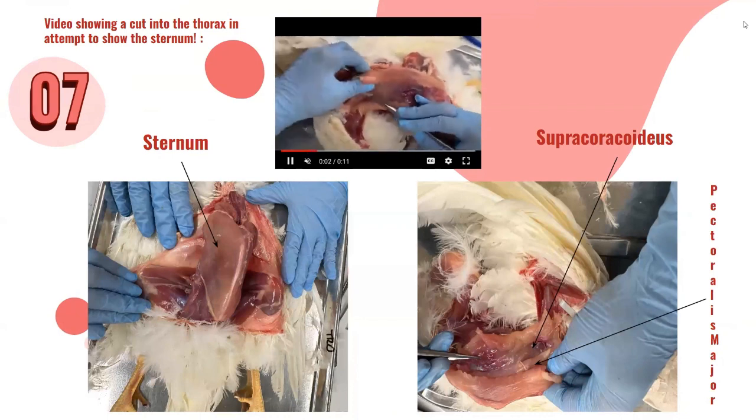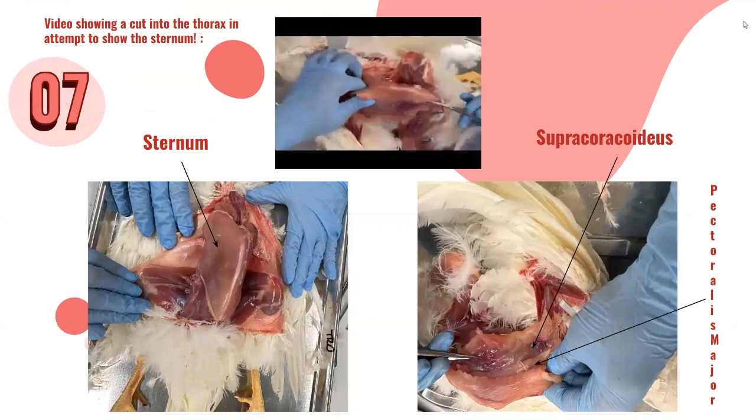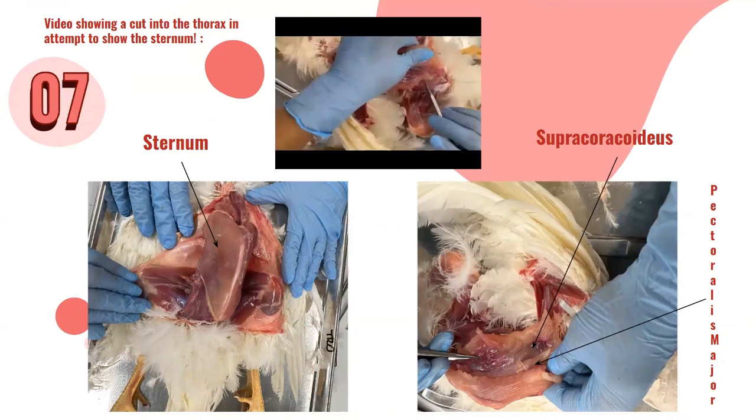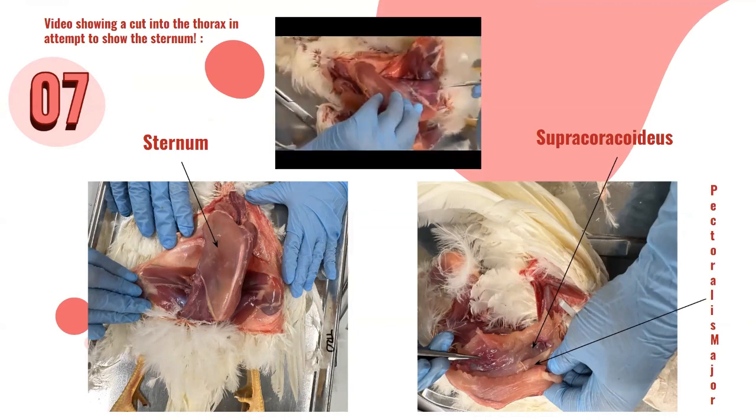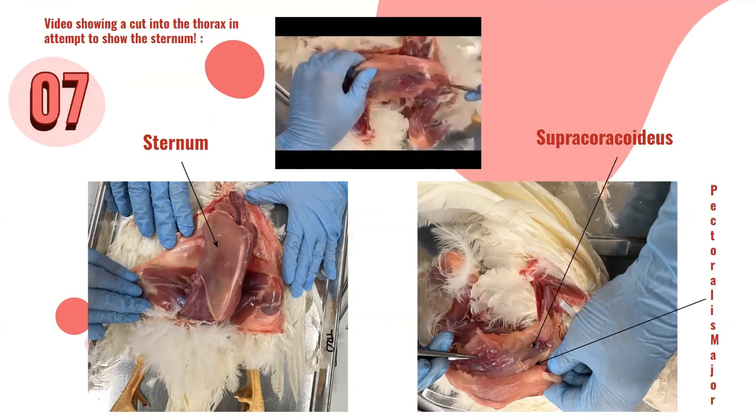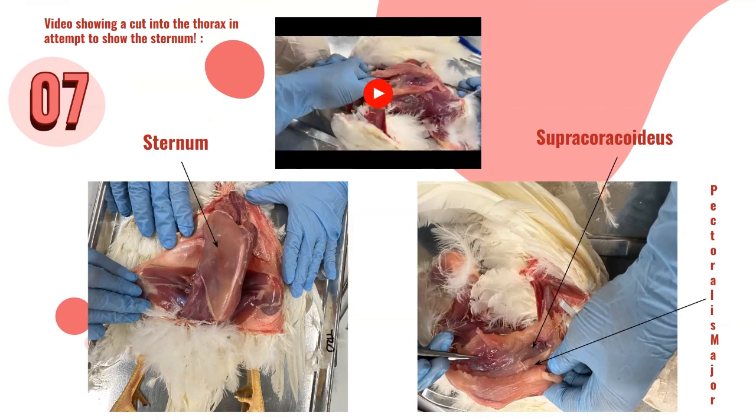Here we have the sternum. This is used as the base attachment of flight muscles, and as pictured, it is located at the anterior aspect of the thorax.